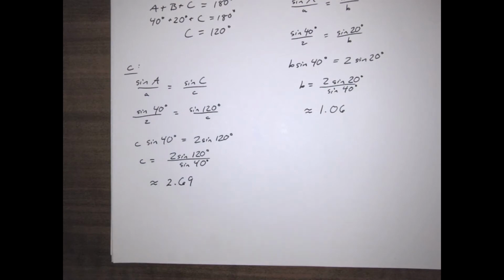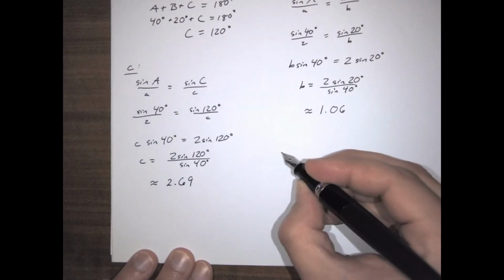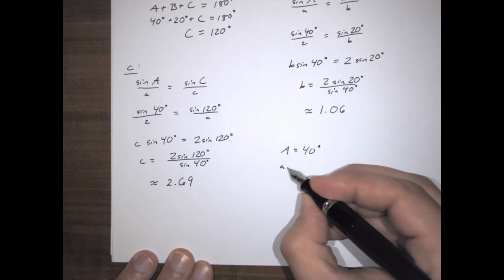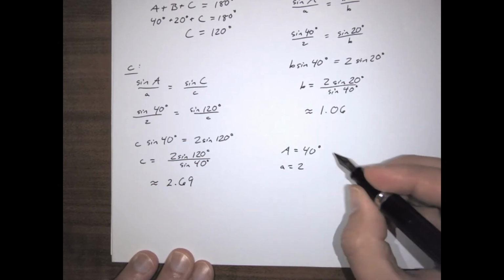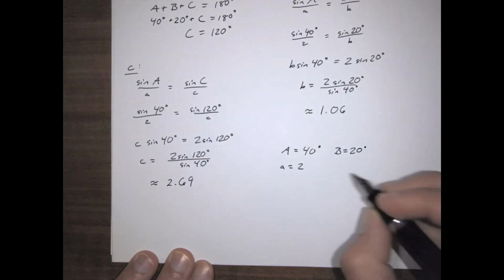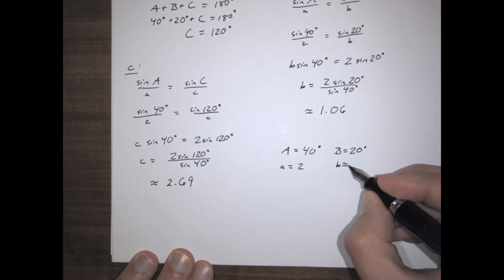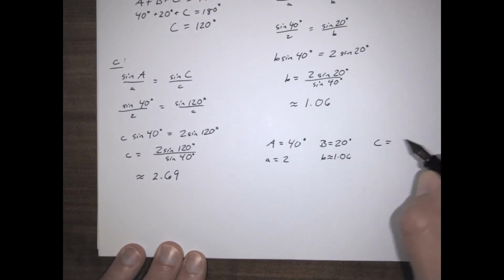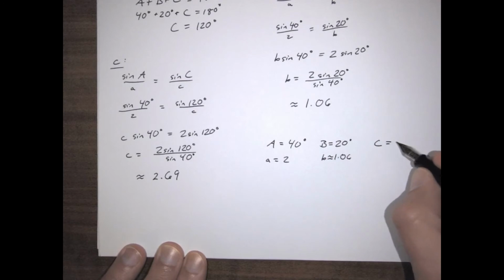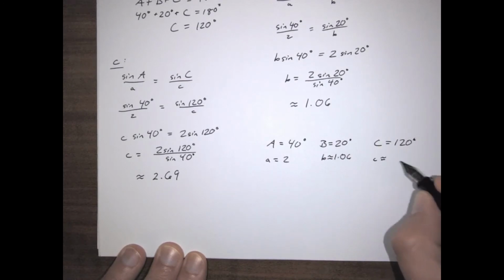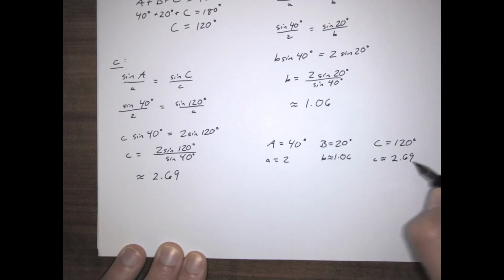And those are all 3 of the missing pieces, so let's just sum it all up, including the pieces that we already knew, just to make a nice little organized answer here. A is 40 degrees, little a is 2. Big B is 20 degrees. Little b was 1.06 approximately. And then finally, big C, which we could tell from just the A and the B here, must be 120, and then little c, we had to use the law of sines, and that was 2.69.